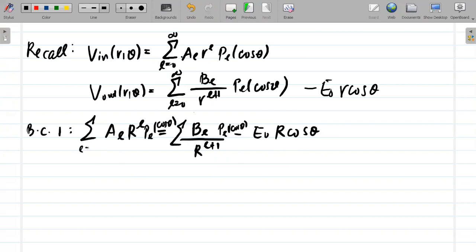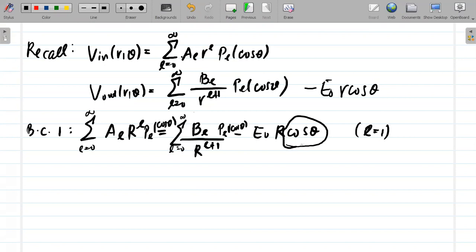Diba, this is from L equals 0 to infinity. Anong L lang class yung matitira dyan? Actually, the only valid value for L is L equals 1. Bakit? Ito class yung nagdi-dictate.